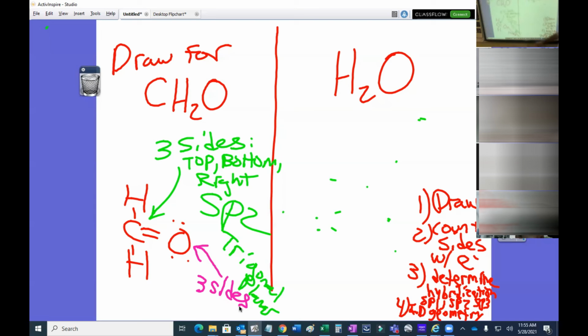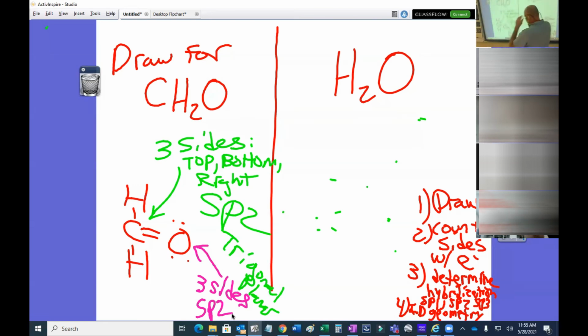All right, three sides. So what's its hybridization? sp2. What's its shape, though? Its shape is different from its hybridization. It's linear. You're right. The oxygen makes a straight line to the carbon, because you don't see these.